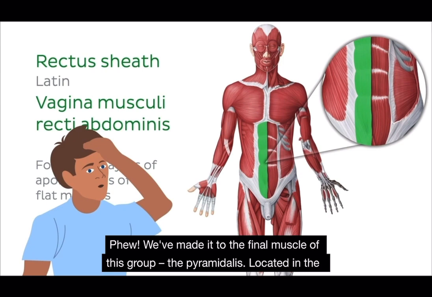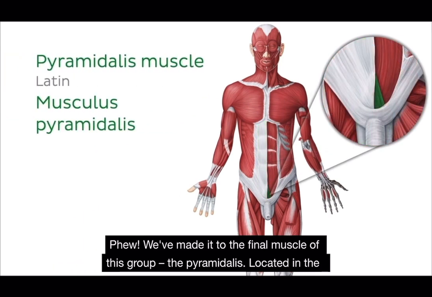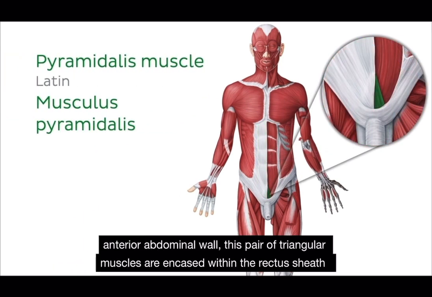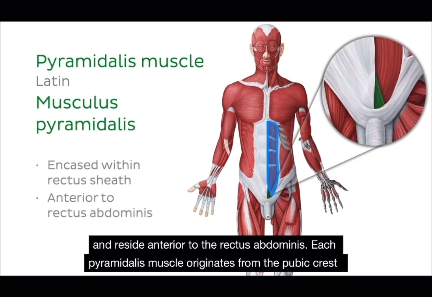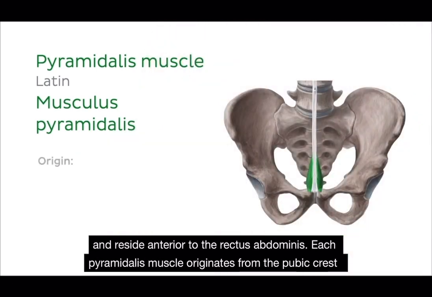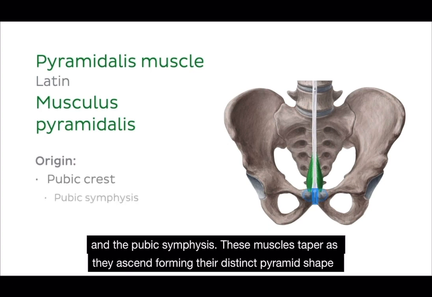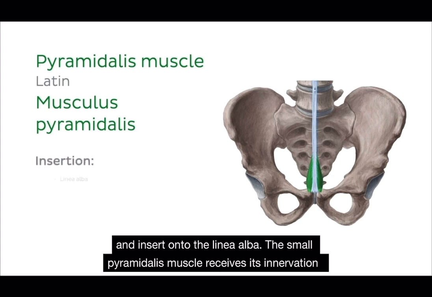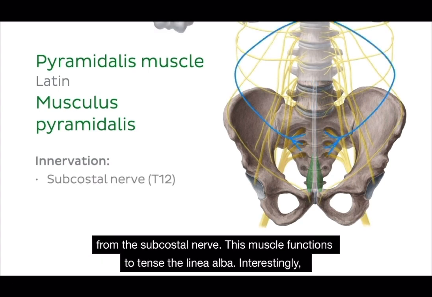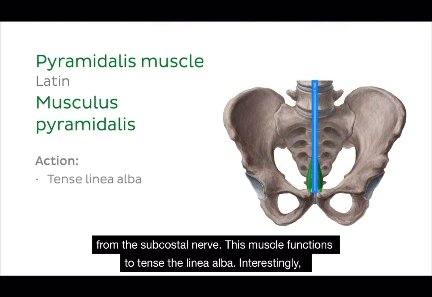Phew! We've made it to the final muscle of this group, the pyramidalis. Located in the anterior abdominal wall, this pair of triangular muscles are encased within the rectus sheath and reside anterior to the rectus abdominis. Each pyramidalis muscle originates from the pubic crest and the pubic symphysis. These muscles taper as they ascend, forming their distinct pyramid shape and insert onto the linea alba. The small pyramidalis muscle receives its innervation from the subcostal nerve. This muscle functions to tense the linea alba.